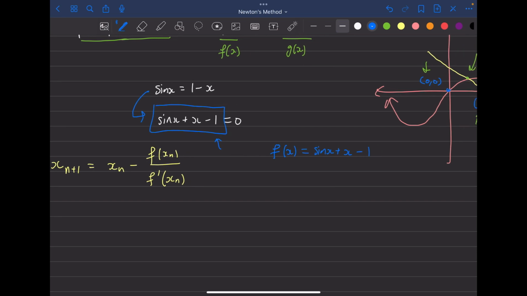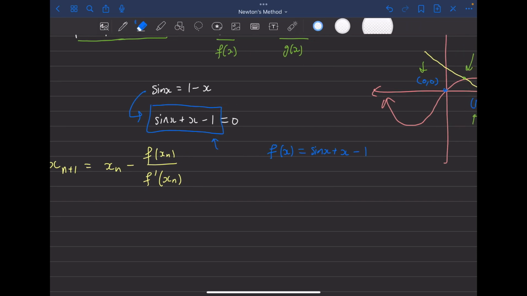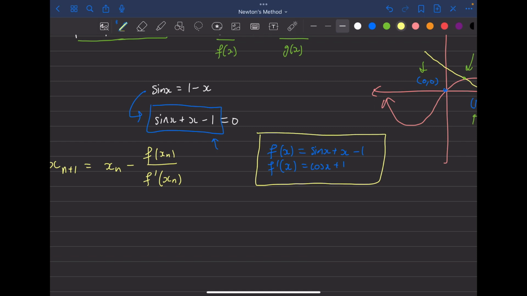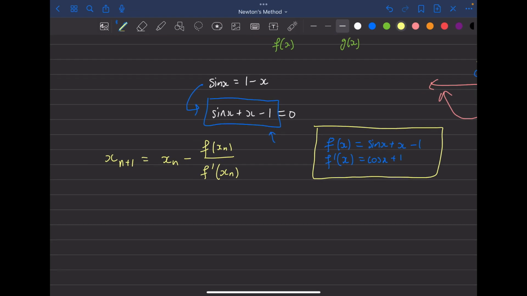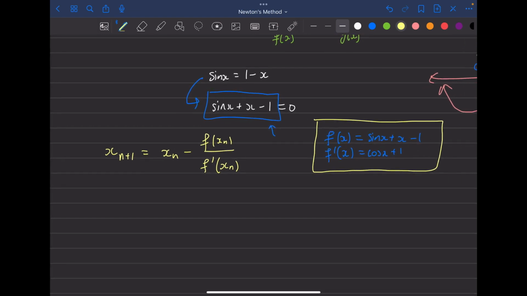And like I said, we need the derivative at some point. So let's find that now. The f derivative of x would be equal to the derivative of sine x, which is cos x, and then the derivative of x is 1, and the derivative of negative 1 is 0, so we're not going to write it down. As a summary, we just found that f of x is sine x plus x minus 1, and f derivative of x is cos x plus 1. Now we have all we need to find a better guess for where the root is.